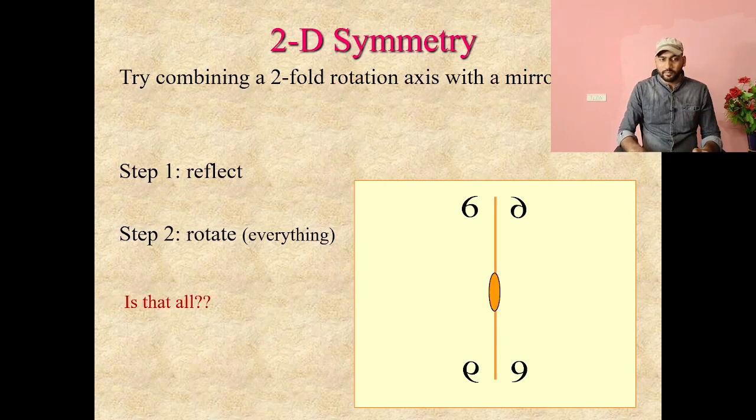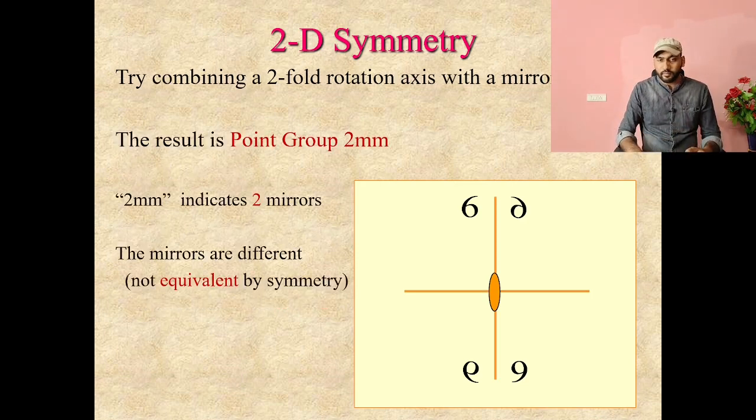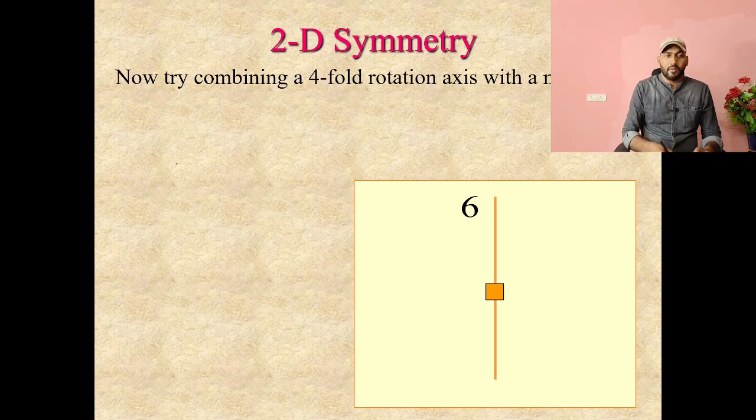This is the final structure. We started with twofold rotation axis and one mirror. We resulted in 2mm or mm2. Then this is the point group name. Then we'll go for a fourfold rotation axis, one axis of fourfold symmetry plus one mirror plane. Now let's see what will happen.